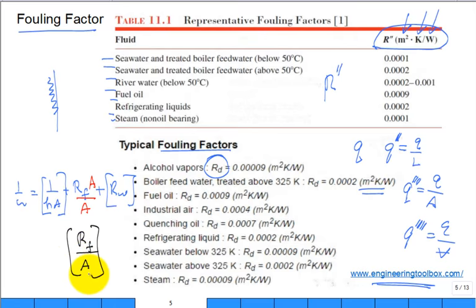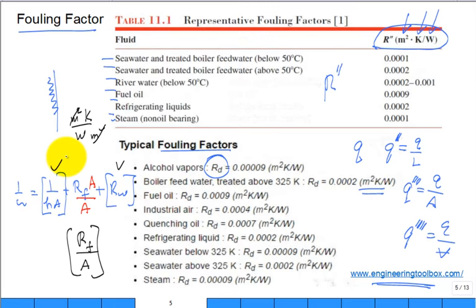And if you just take a look, SI units on that would be meters squared Kelvin per watt divided by meter squared. The meter squared cancels. You get how much temperature difference per watt of heat transfer. So that's the good units for these thermal resistances, isn't it? Kelvin per watt. So right there, just be very careful.